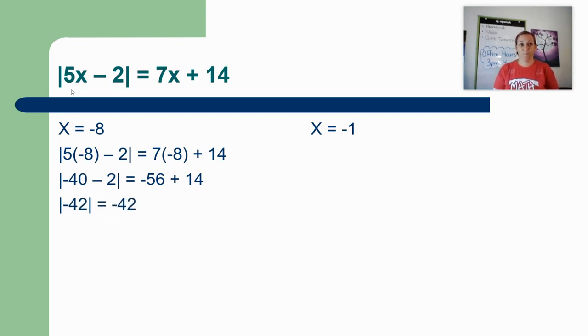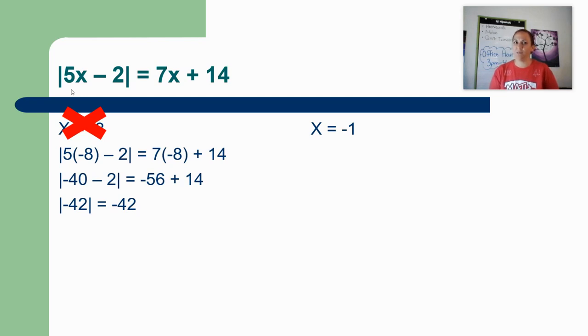And I get this. The absolute value of negative 42 equals negative 42. This is not a true statement. The absolute value of negative 42 is positive 42, not negative 42. Absolute values can never equal a negative number. Absolute values always must equal a positive number. And so since I get a false statement, since it says the absolute value of negative 42 is equal to negative 42, and that's not true, that means negative 8 is actually not an answer to this problem. When I plugged it in, it doesn't work.